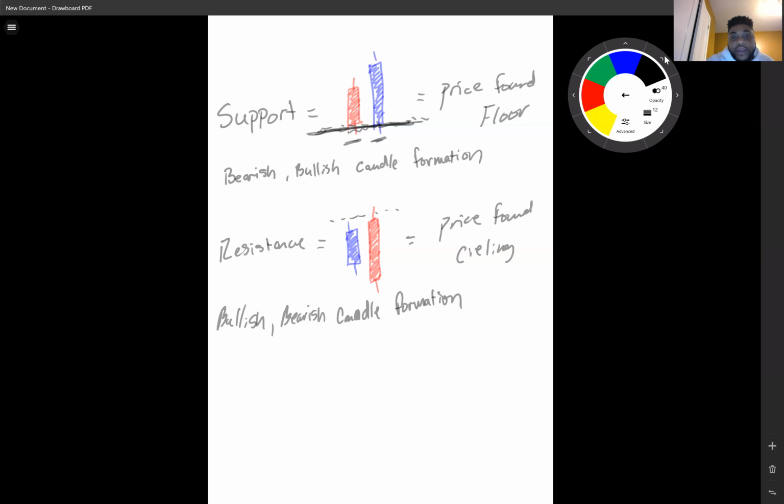Vice versa. Hey, we're at resistance. We're at the ceiling. Price is failing to get through this ceiling. So it's going to form bullish, bearish. Why is it forming bullish, bearish? Because it opened low, closed high. This candle opened low, closed high. Then the next candle opened high, closed low. Boom. We're at resistance.